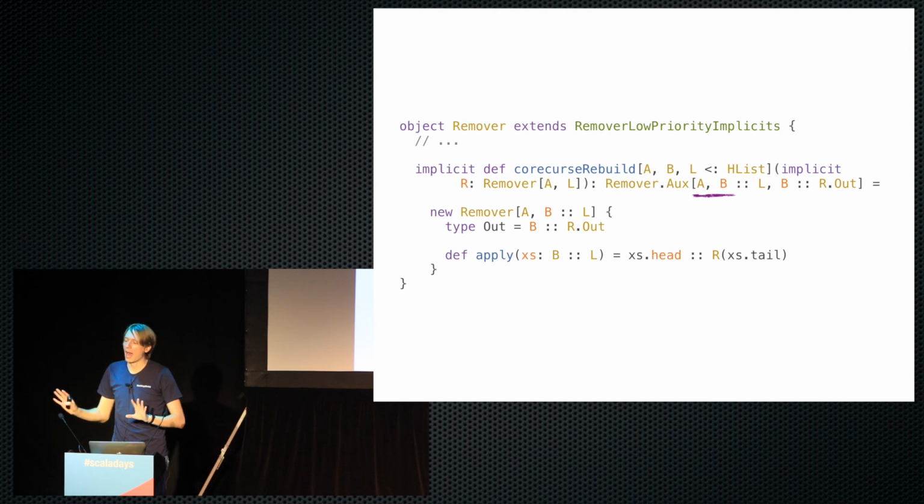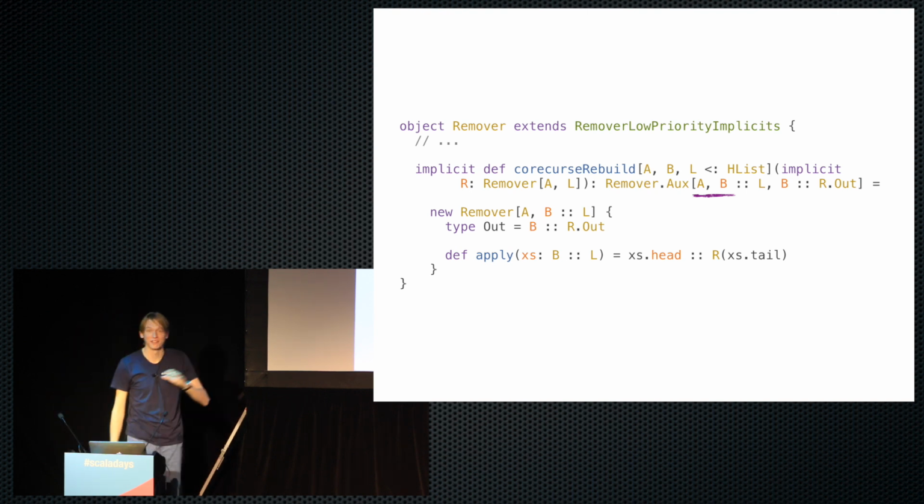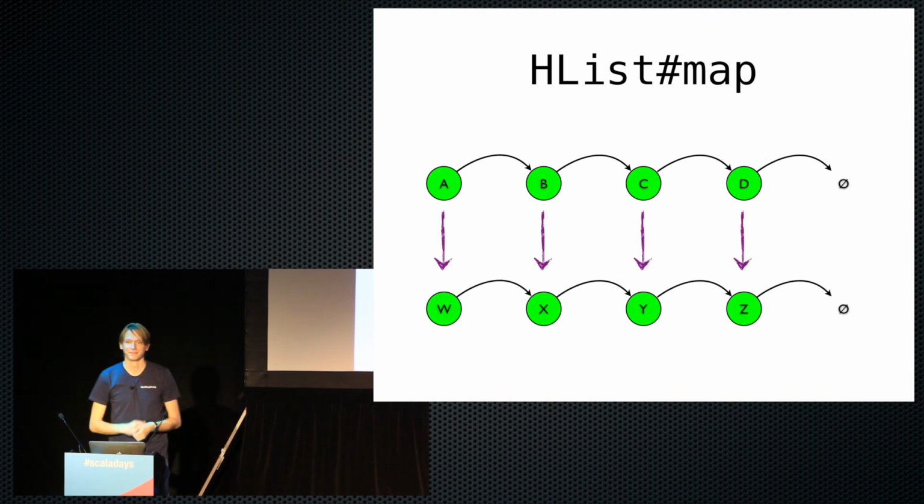Surprisingly, this is the most complicated implicit proof that we will see today. Everything else that we do from this point forward is easier. So good, congratulations. You've struggled through the hard stuff. Now we get to do the easy stuff, like map.